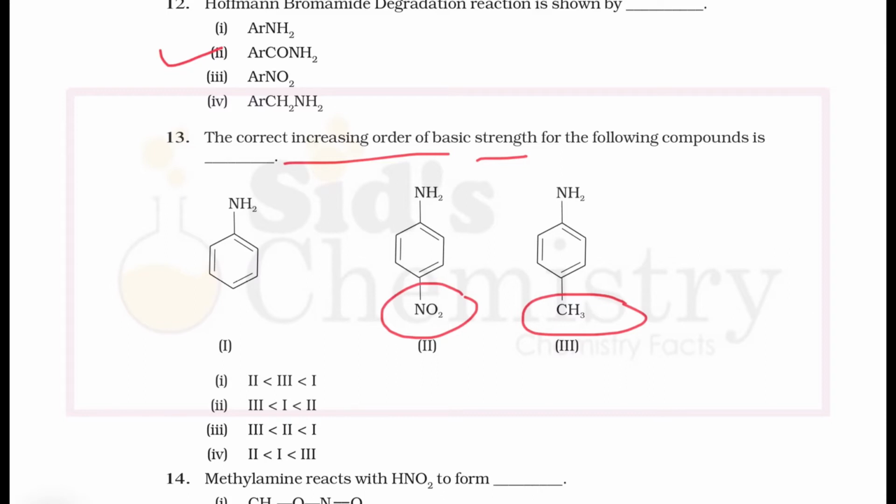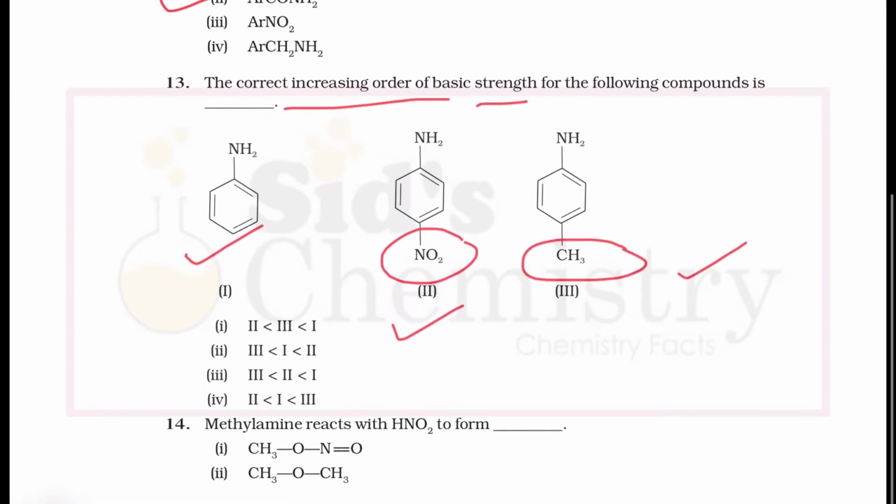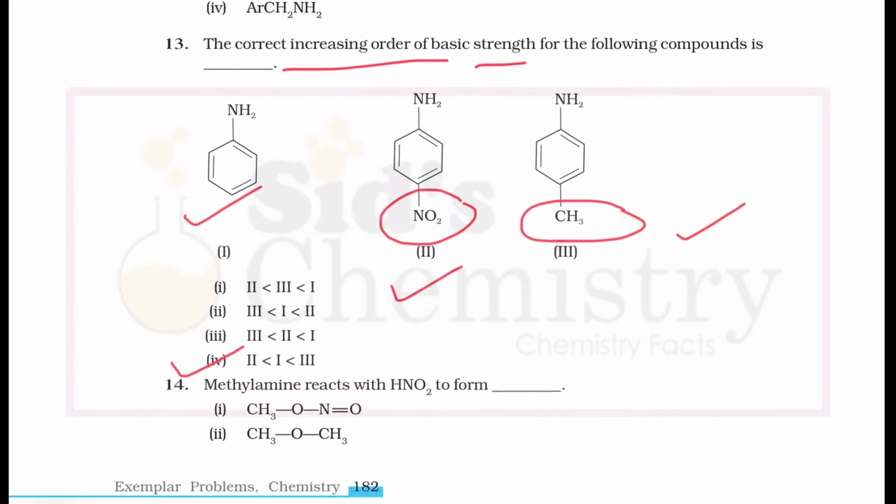So we have to find the increasing order of basic strength. Structure 2 is the least basic, then structure 1 is somewhat more basic, and when an electron donating group is attached it becomes more basic. Therefore the correct answer is 2, 1 and 3 in increasing order. So option number 4 is the correct answer for this question.